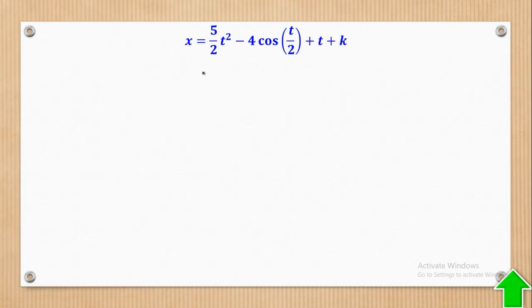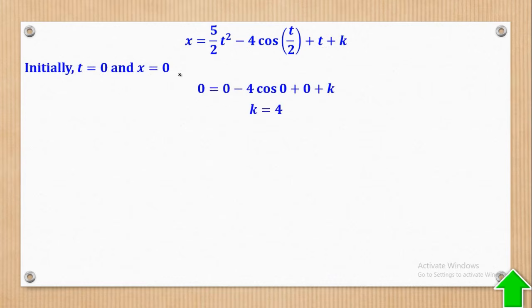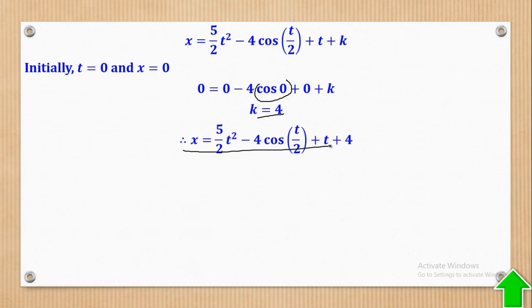So integrating will give me that. Initially t is equal to 0 and x is equal to 0, so I'll come and substitute for t and for x to come up with k as 4, because cos 0 is 1. Therefore x is equal to that.